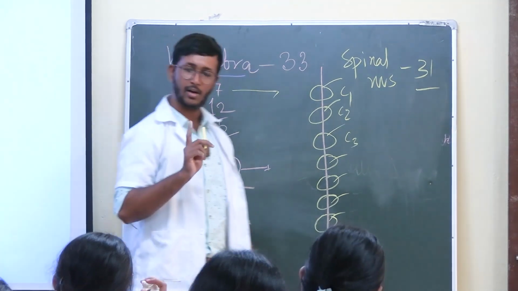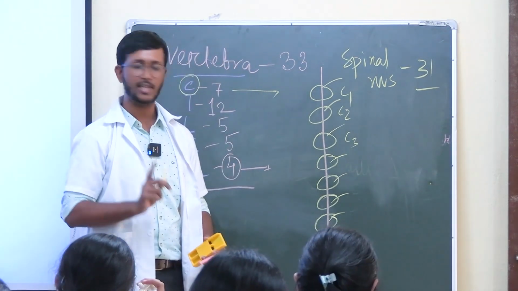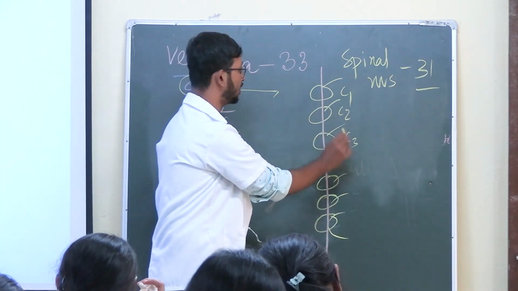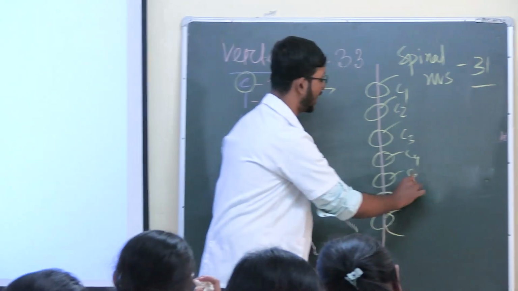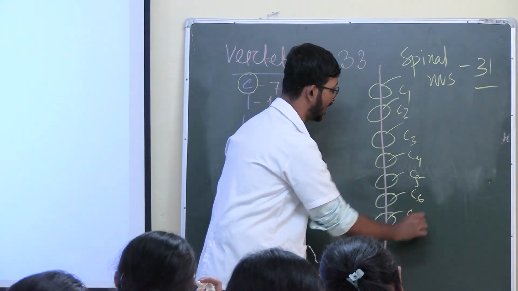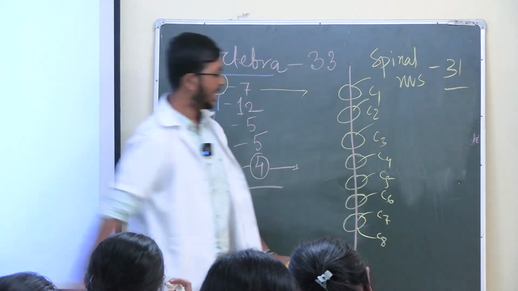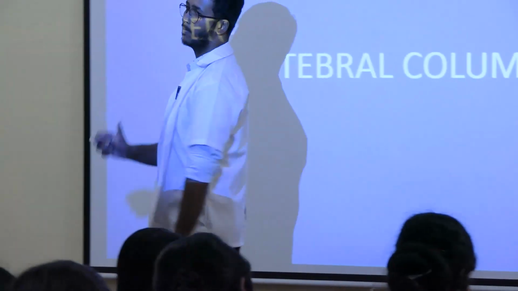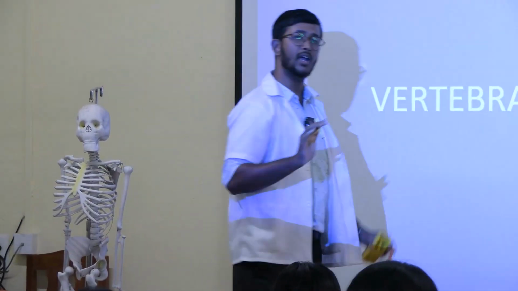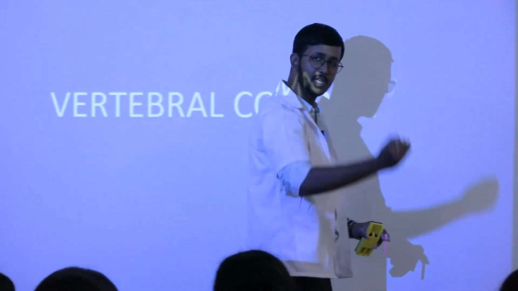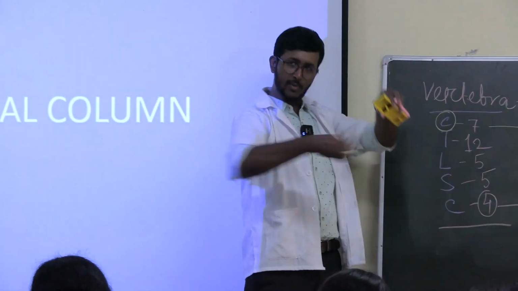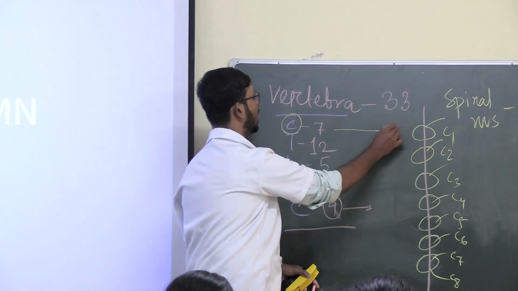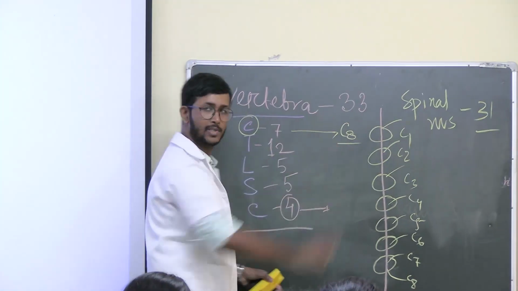But in case of the eighth cervical nerve, this arises from the lower half. So C1, C2, C3, C4, C5, C6, C7, and there is another C8, 8 cervical nerves. We have 7 cervical vertebrae but 8 cervical nerves. 7 arise from the upper surface of the cervical vertebra, and the 8th one arises from the lower part. Thus for 7 cervical vertebrae, we have 8 spinal nerves.